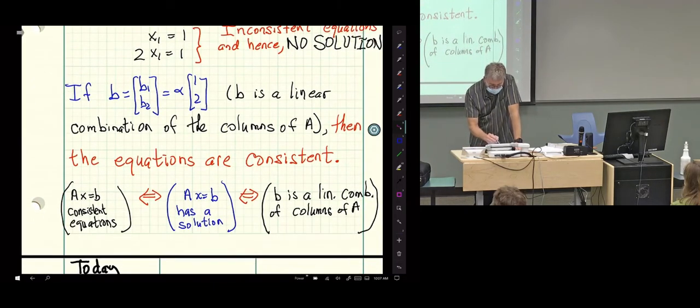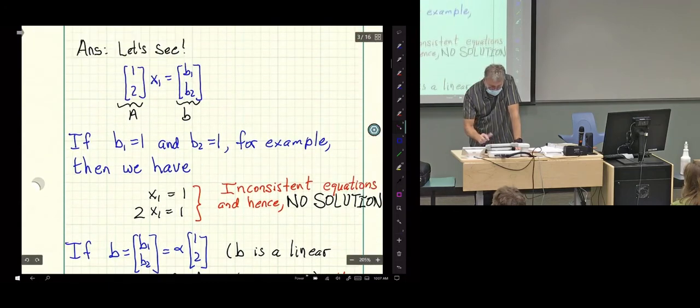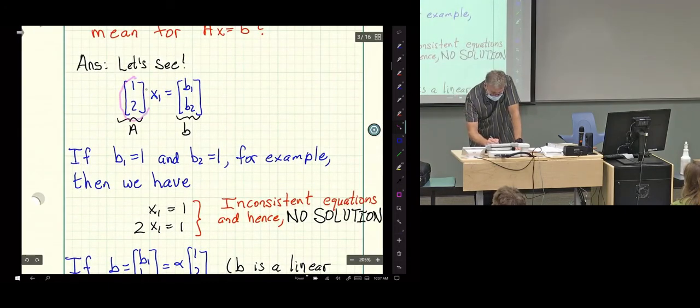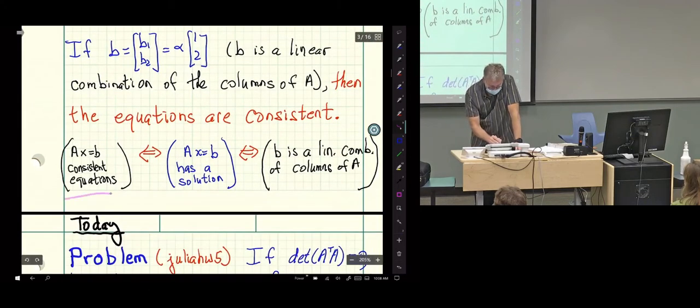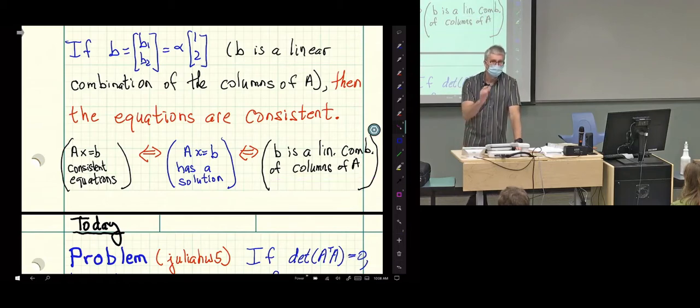However, if I choose b1 and b2 to be proportional to this column, then b is a linear combination of the columns of A. I made it simple so I couldn't get it wrong. I've only got 1 column, but if there could be 2 or 200, then the equations are consistent. And consistent equations means we have a solution, and the necessary and sufficient condition is that b is a linear combination of the columns of A, and that works for AX equals B when it's rectangular, square, we just don't care.